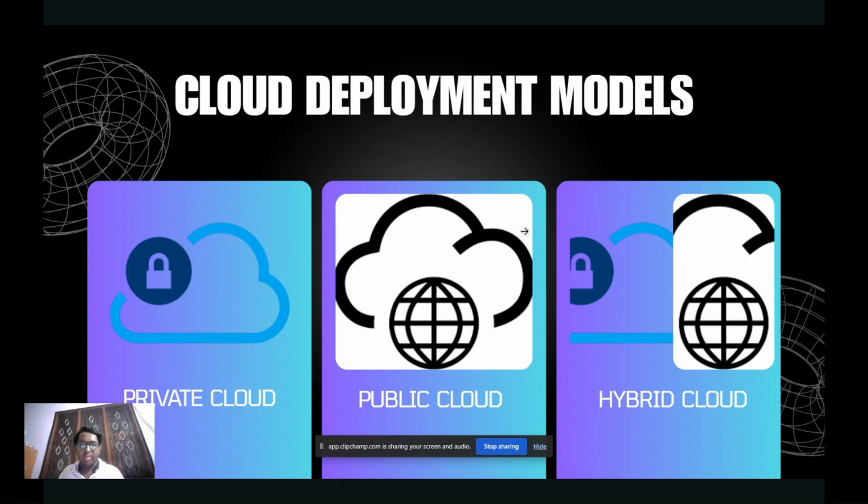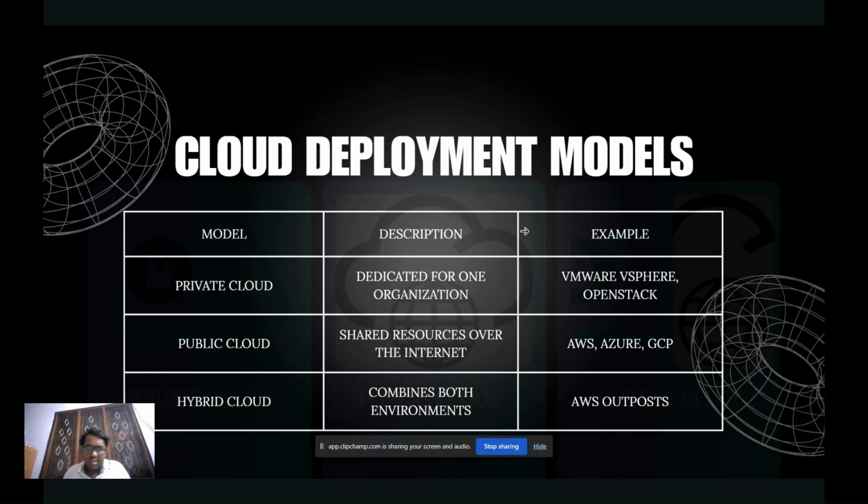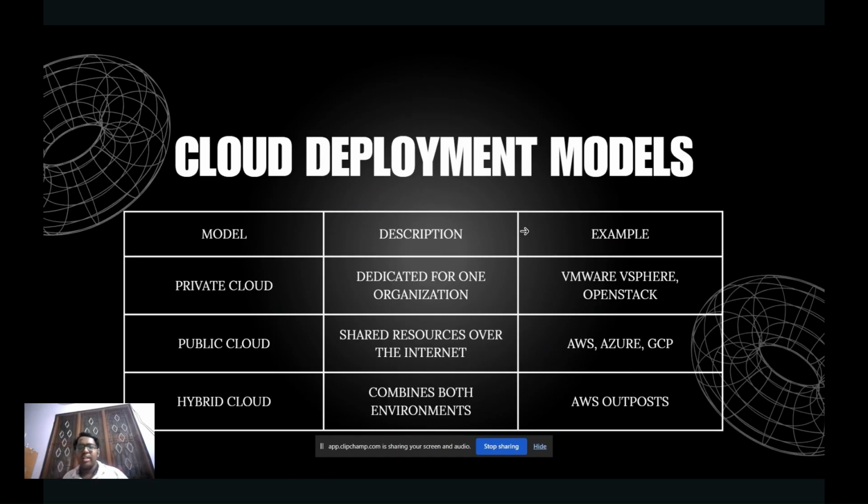There are three types of deployment models: private, public, and hybrid. What is private cloud? It is dedicated to one organization or one person. Examples are VMware vSphere and OpenStack. These are private. What is public? It is shared resources over the internet. Anyone can access it, like AWS, Azure, GCP, the three major players. What is hybrid? It combines both environments.